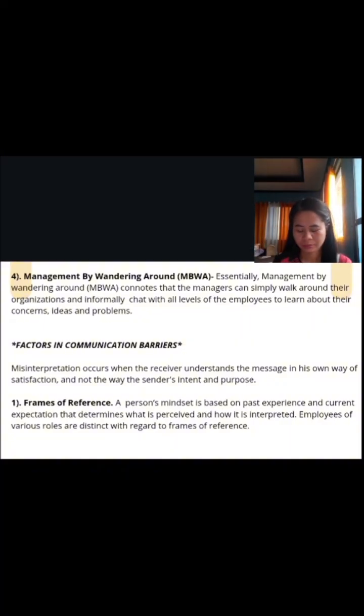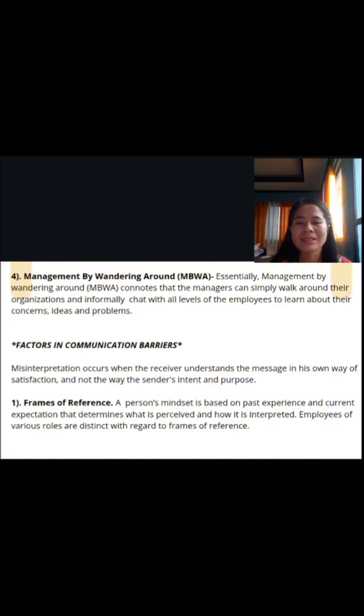So let's proceed to factors in communication barriers. These factors are obstacles that hinder the effective exchange of information and understanding between individuals or groups. Misinterpretation occurs when the receiver understands the message in his own way of satisfaction and not the way the sender's intent and purpose. So first is frames of reference.